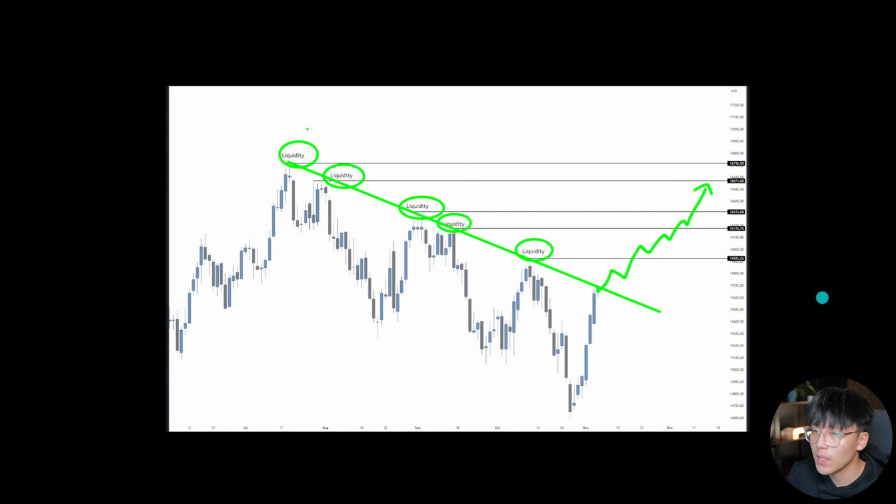As you can see, we're putting in those lower highs. So if price is bullish and we break structure back towards the upside, which we did, we're going to have a nice push all the way back towards these highs, just due to the fact that what we have is liquidity being built up towards the upside.